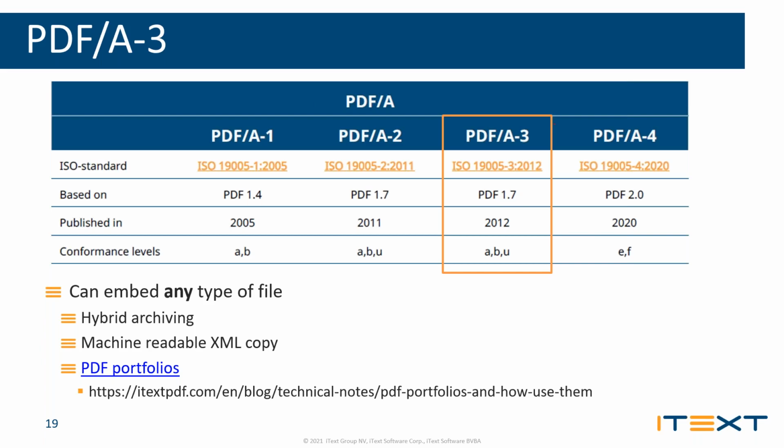First is what we call hybrid archiving. The strict PDF/A specs could mean you lose some of your original content when you migrate to PDF/A. But thanks to PDF/A-3, you can now include your original document.